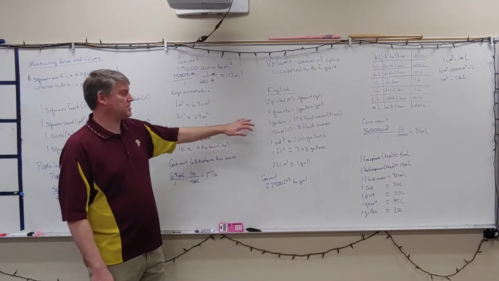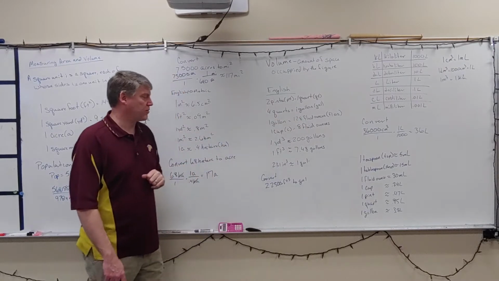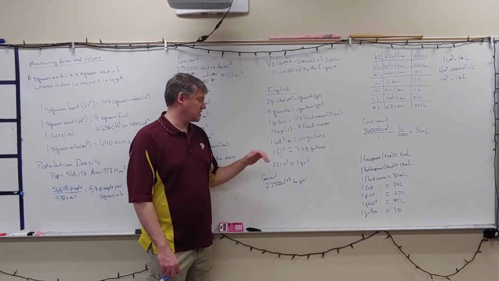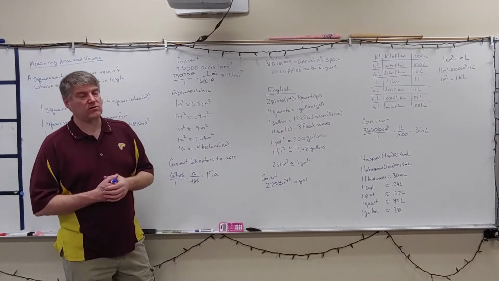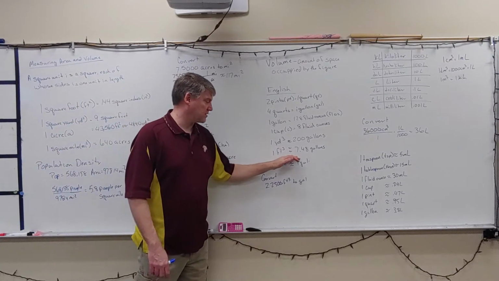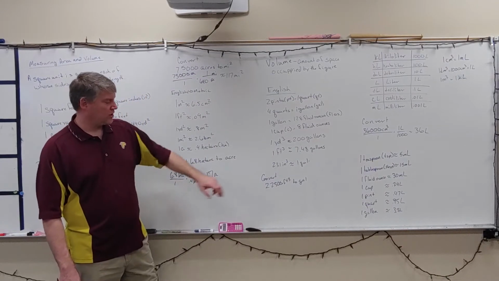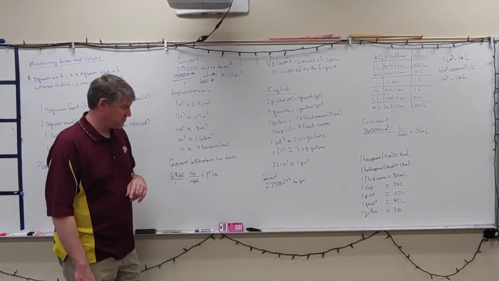4 quarts is equal to a gallon. 1 gallon is equal to 128 fluid ounces. 1 cup is equal to 8 fluid ounces. 1 yard cubed is approximately equal to 200 gallons. 1 foot cubed is approximately equal to 7.48 gallons. And 231 inches cubed is approximately equal to 1 gallon.